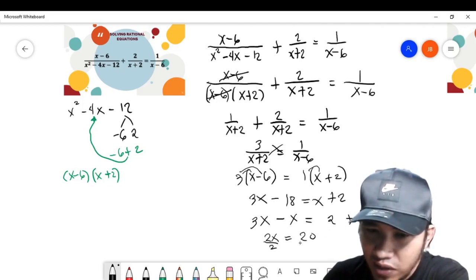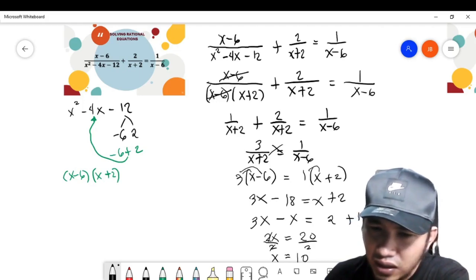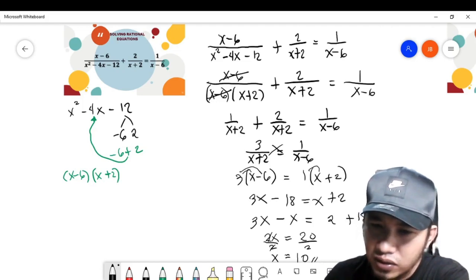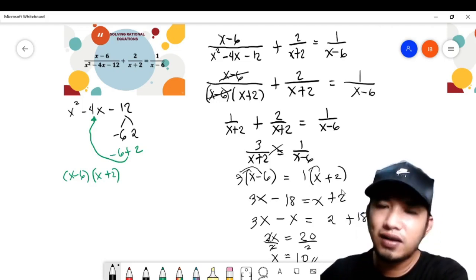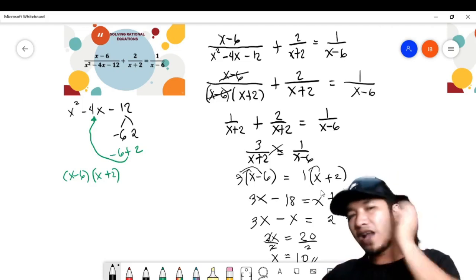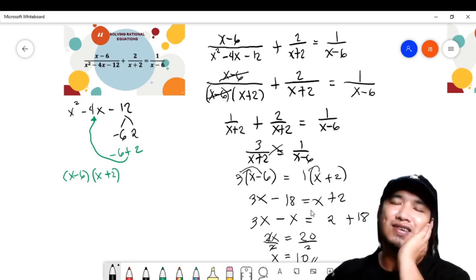Divide both side by 2 by 2. Cancel. Your x now becomes 20 all over 2 is 10, and that is the final answer. Alright? So, ganun lang siya. Okay?